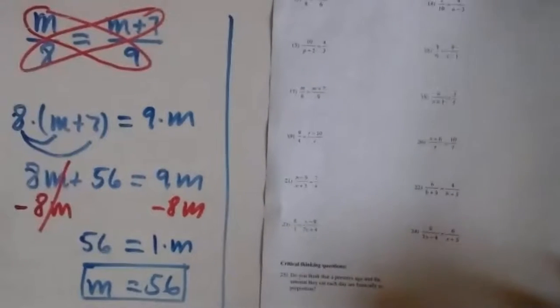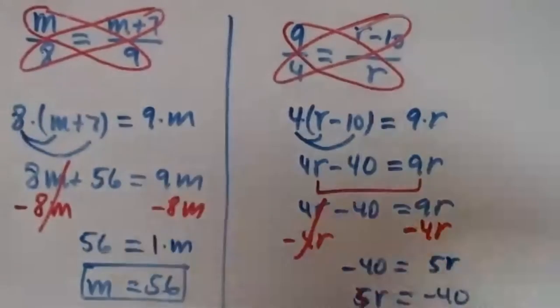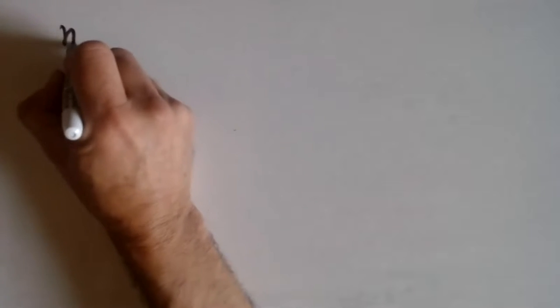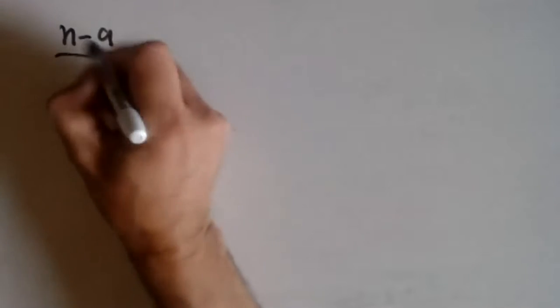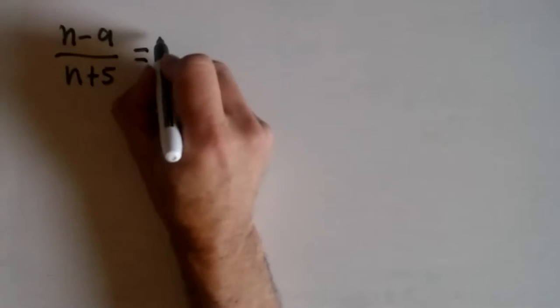Yeah? We have more examples, but I think you don't need more. Possibly one more only, and that's it. So let me just put one more, and then you have to do your homework in Google Classroom. So I have, for instance, n minus 9 over n plus 5 equals 7 over 4.